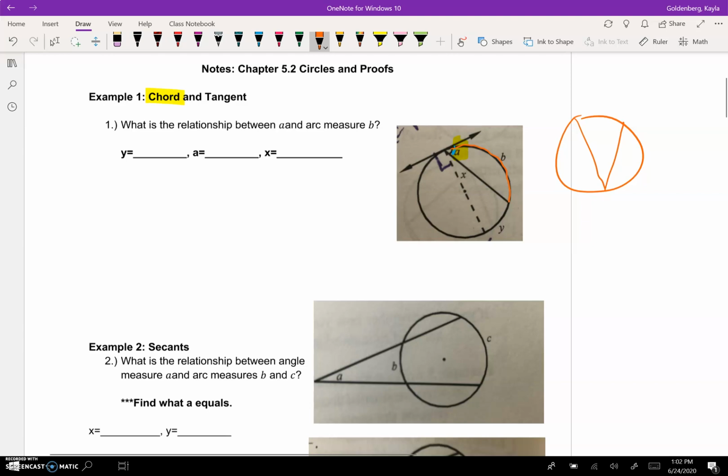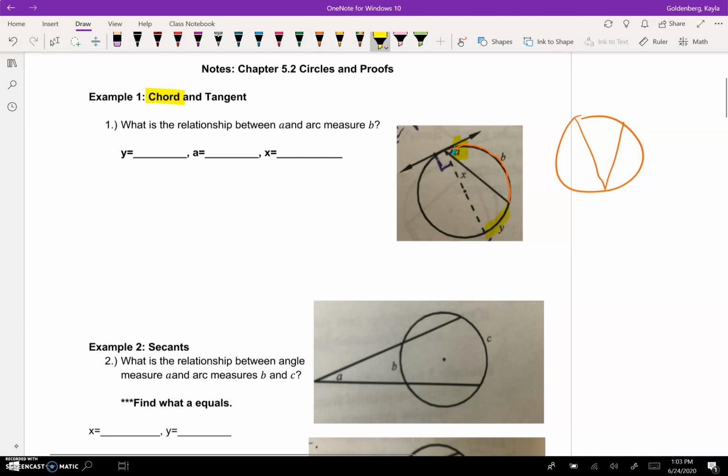So let's first start in a structured way. We're going to look at all these different variables, and we're going to think about, is there a way to define what y is equal to, or what a is equal to, what x is equal to. Keep in mind that as we go through these, different parts are going to be angles, and different parts are going to be arcs. So keeping in mind what we're looking at is really going to be crucial.